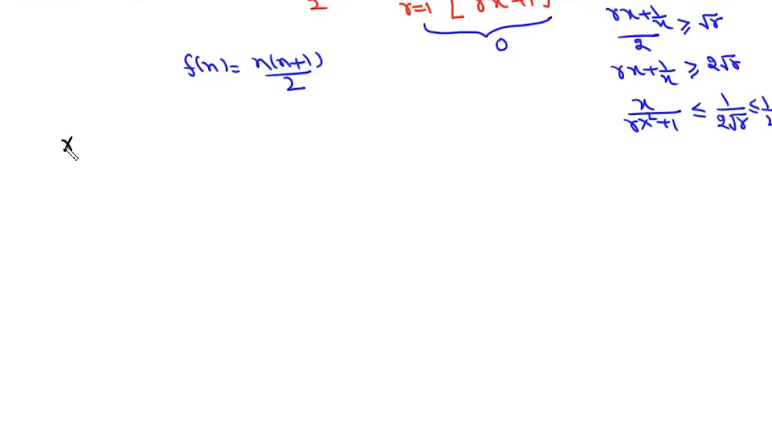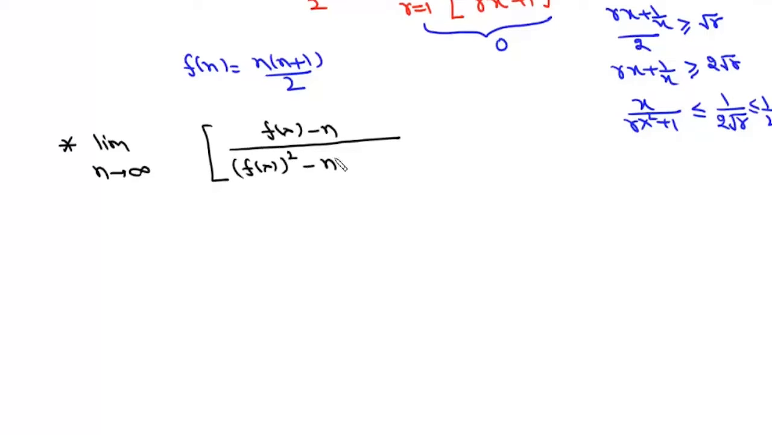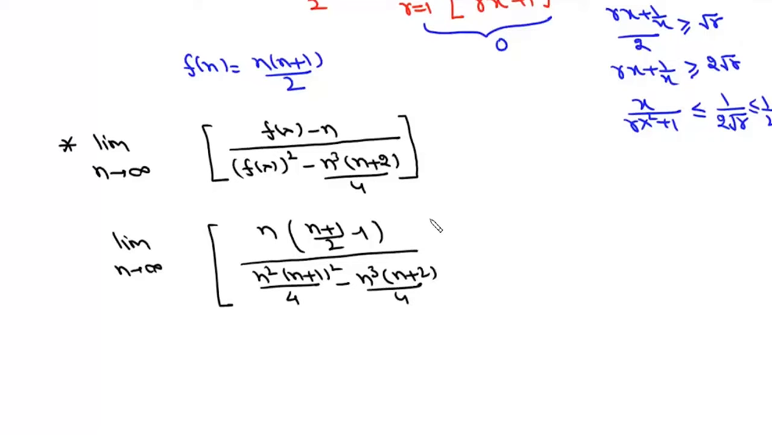Now we need to find this limit, which is limit n tends to infinity, greatest integer function of (f(x) minus n) upon (f(x) square minus n cube (n plus 2) upon 4), its greatest integer function. Now we're going to write this as limit n tends to infinity, greatest integer function of, we'll take this n common, and here will be (n plus 1) by 2 minus 1, and here it will be n square (n plus 1) whole square by 4 minus n cube (n plus 2) by 4.